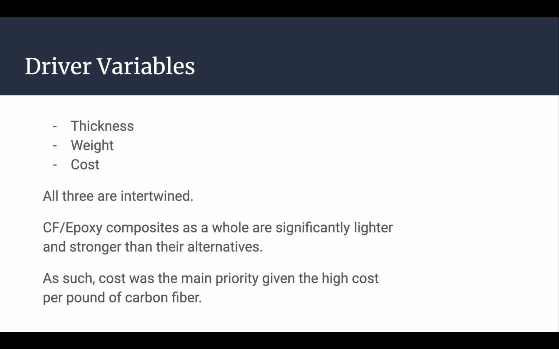Compared to other materials, carbon fiber epoxy composites are significantly lighter, and they're stronger than their alternatives, mainly steel, for example. So weight wasn't a major concern. Whatever solution we got was still going to be a lot lighter than the alternative. Given that, our main driving variable resolved to be cost, because carbon fiber is significantly more expensive than its alternative. Carbon fiber is about $25 a pound, whereas steel is cents. It's about 36 cents per pound.